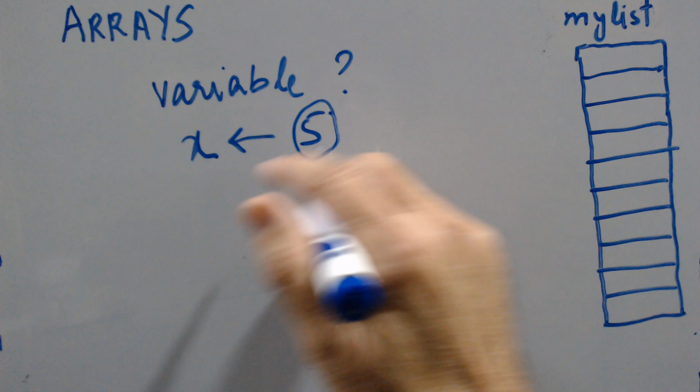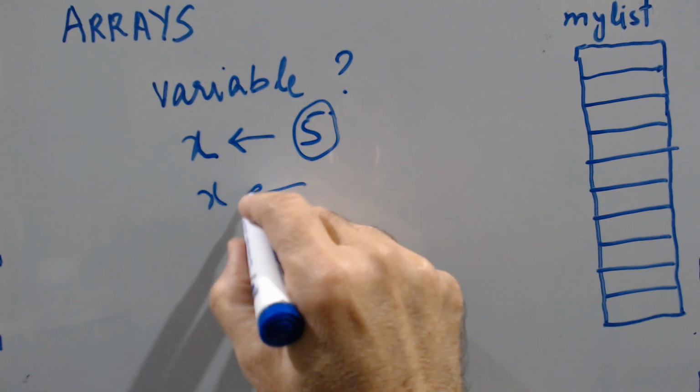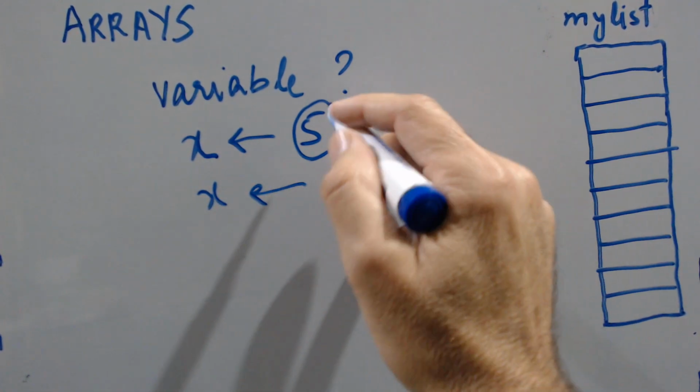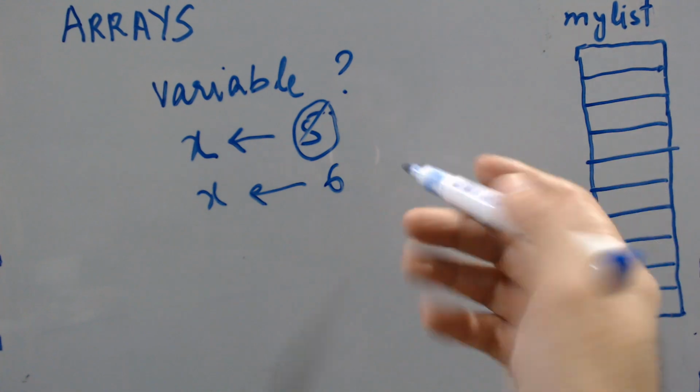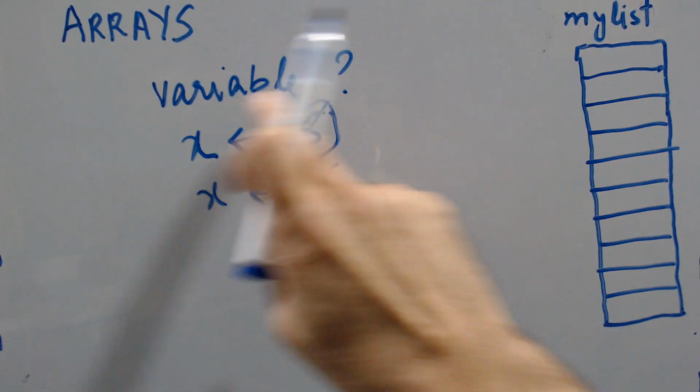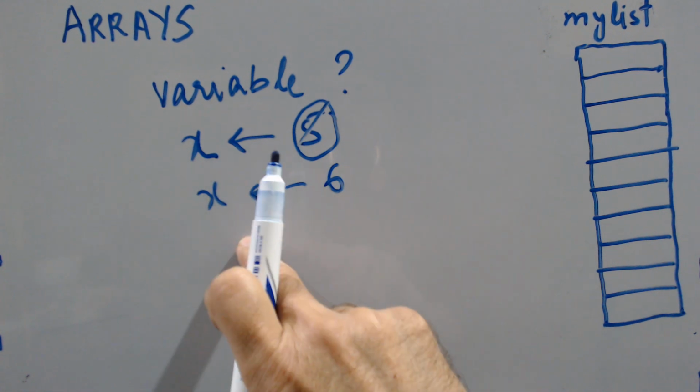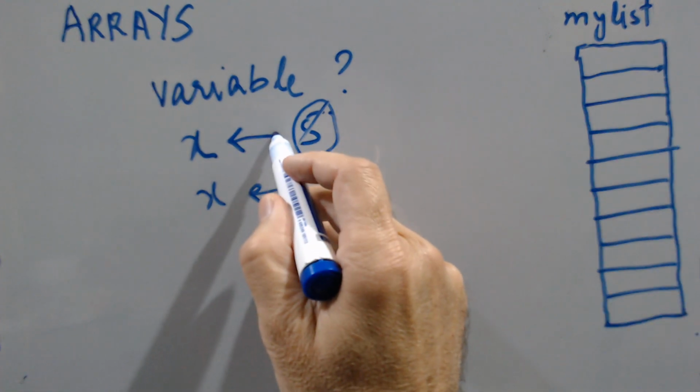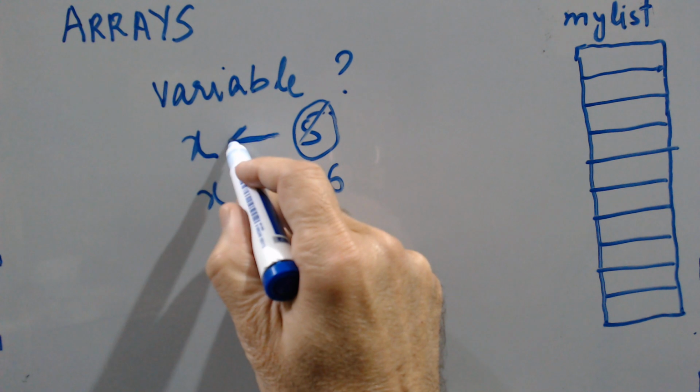Okay, if I again write, so now it will replace the first one. Now the new value is 6, but the variable can hold only a single value. We can also assign the value using this arrow.